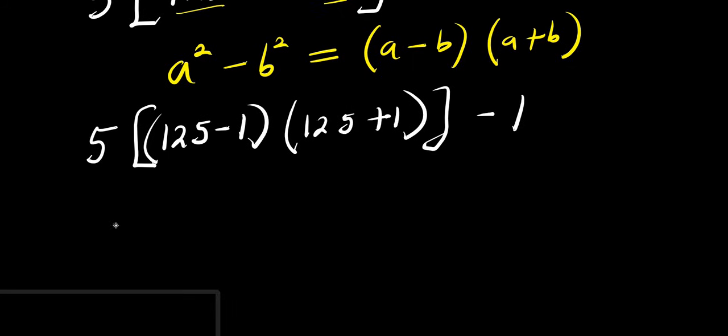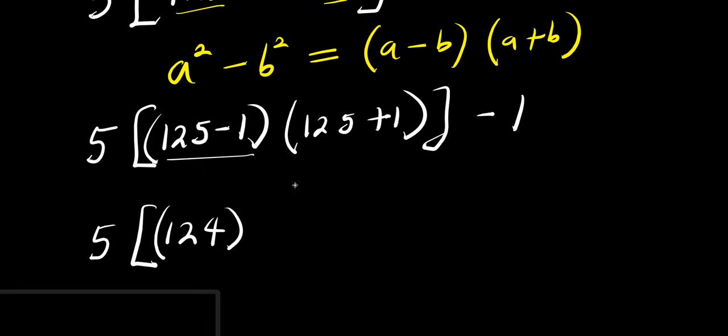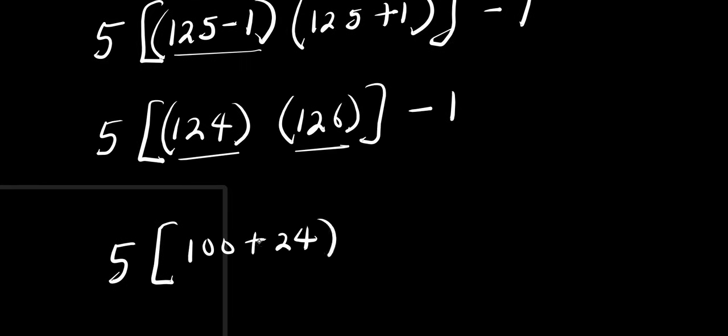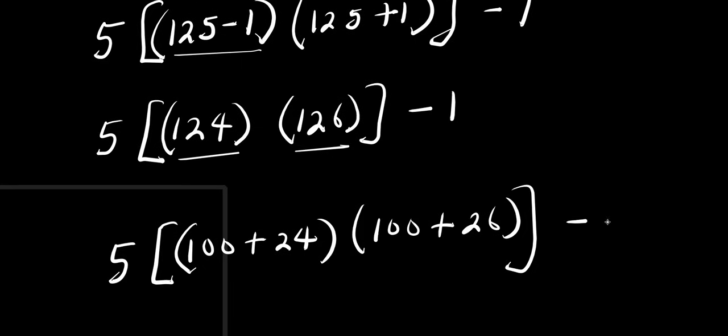So from here, I have 5 times 125 minus 1. That's 124. 125 plus 1, that's 126, minus 1. So let's multiply 124 times 126. So this is 5 times this is 100 plus 24 times 100 plus 26 minus 1.